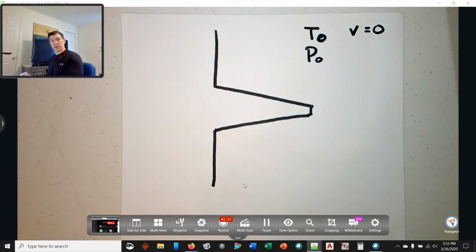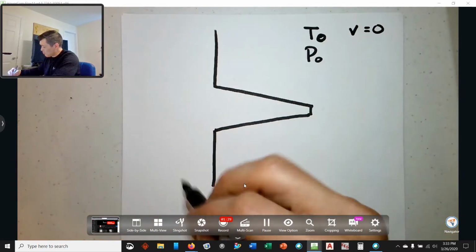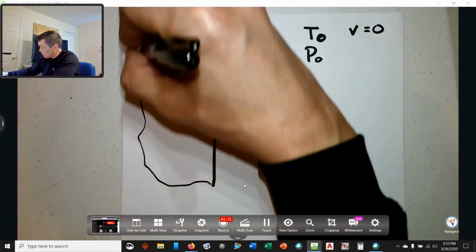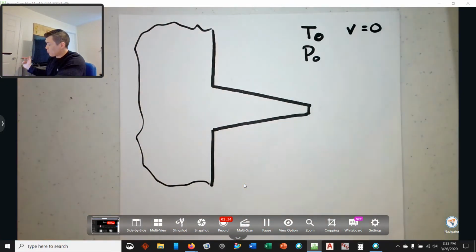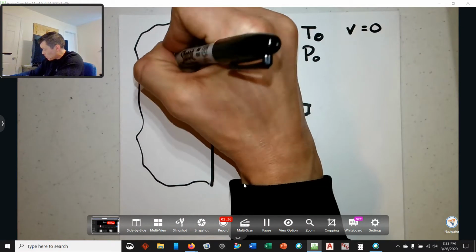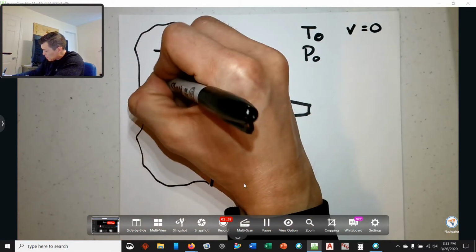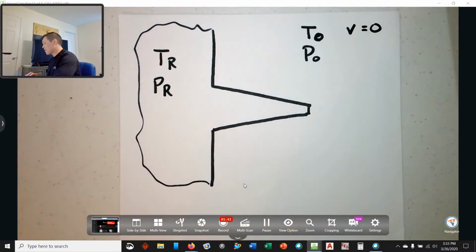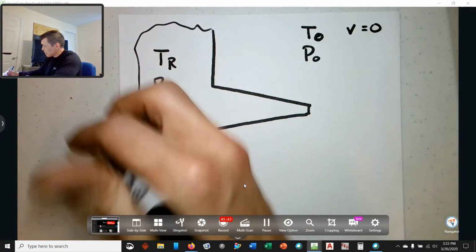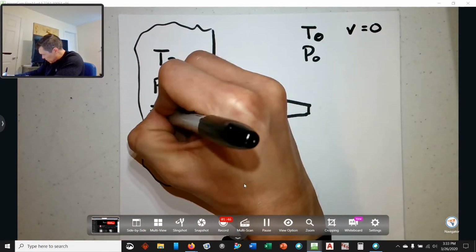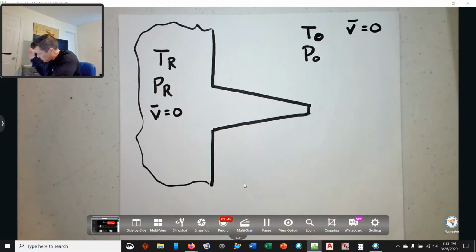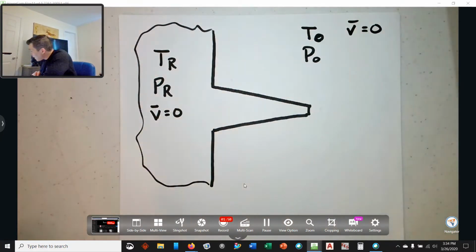It's a quiescent environment. And then in the reservoir as well, so this is an infinitely large reservoir, we have, say, the temperature of the reservoir, a higher gauge pressure inside of the reservoir. And again, the velocity in here is going to be 0. We'll call those the average velocities. And we want to look at an ideal gas as it's flowing through here, through this nozzle.